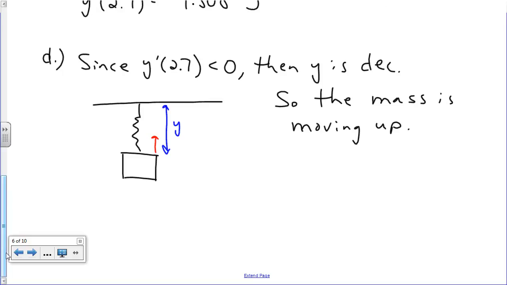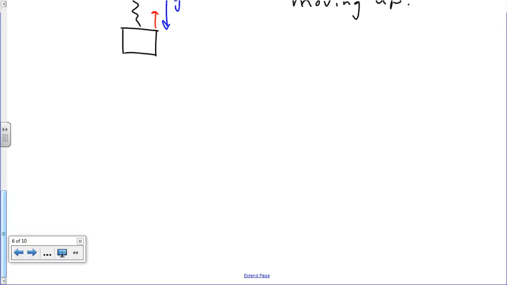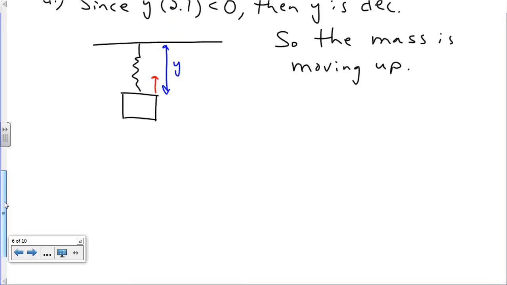In this case, we were measuring y from the distance from the ceiling to our mass. Realize that if we had measured it in a different way, I know they didn't measure it this way, but if we had measured from the floor, if we had said y was measured that way, now all of a sudden when y is negative, that means the mass would have to be moving down. Always go back and check how they measured that initial quantity y.